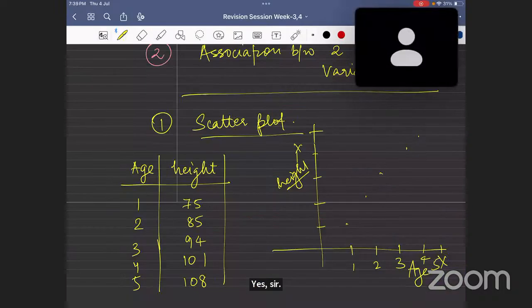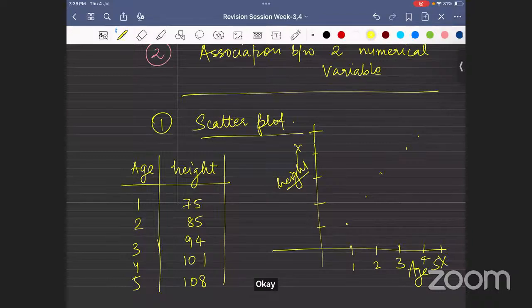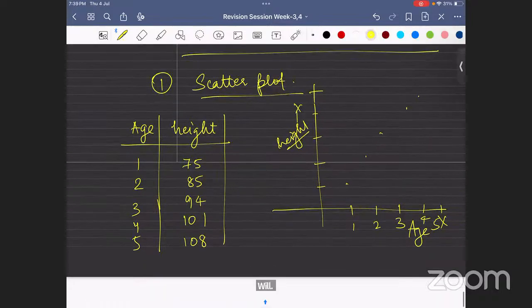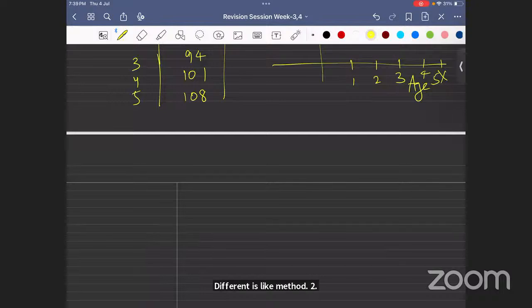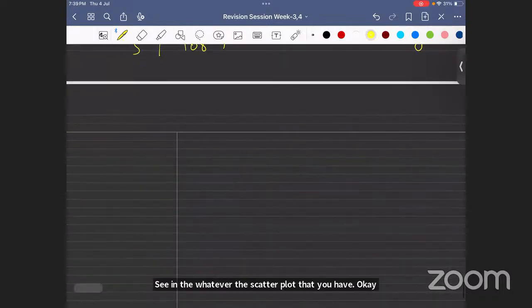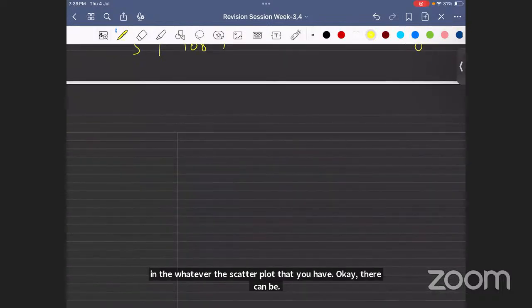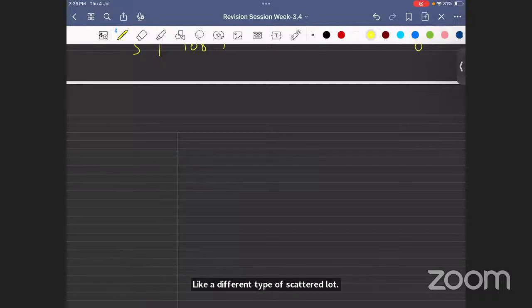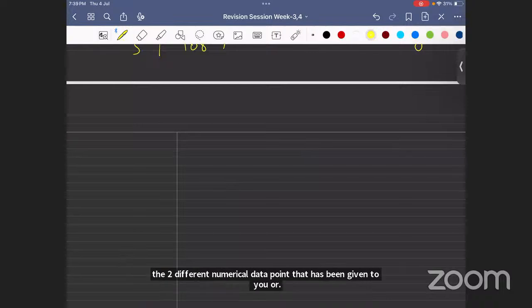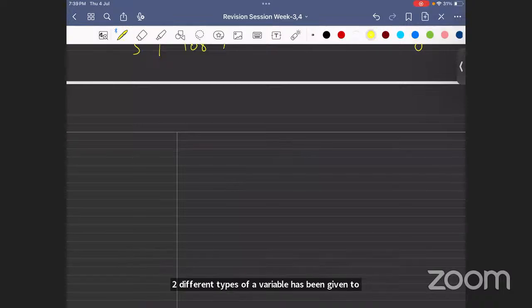Okay. So now after the scatter plot, we'll start dealing with some other methods to understand the association. Whatever scatter plot you have, there can be different types of scatter plots. The two numerical variables that have been given to you, you put them on the x and y axis, and then you check the scatter plot.